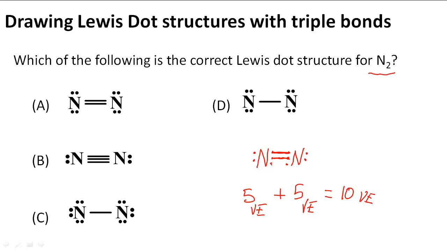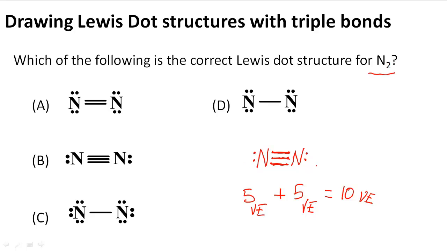But 7 is close, but no cigar. It's not exactly what we want. We want 8. So I'm going to put one more bond. So 1, 2, 3, 4, 5, 6, 7, 8. Now this end has 8 valence electrons. Let's check the other end and see if it has 8 valence electrons. 1, 2, 3, 4, 5, 6, 7, 8.